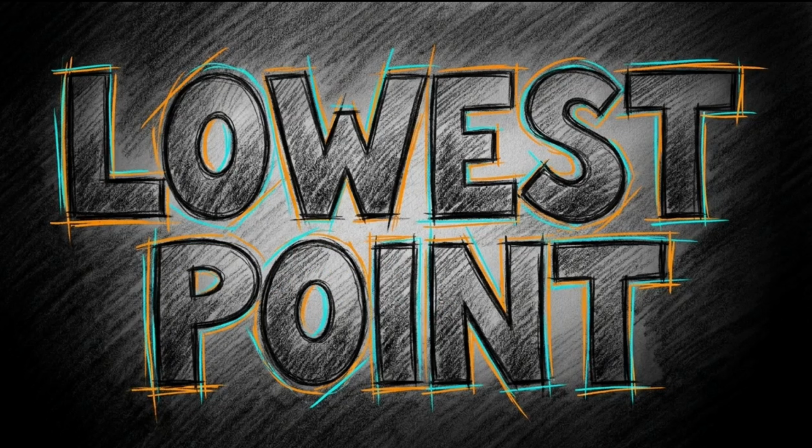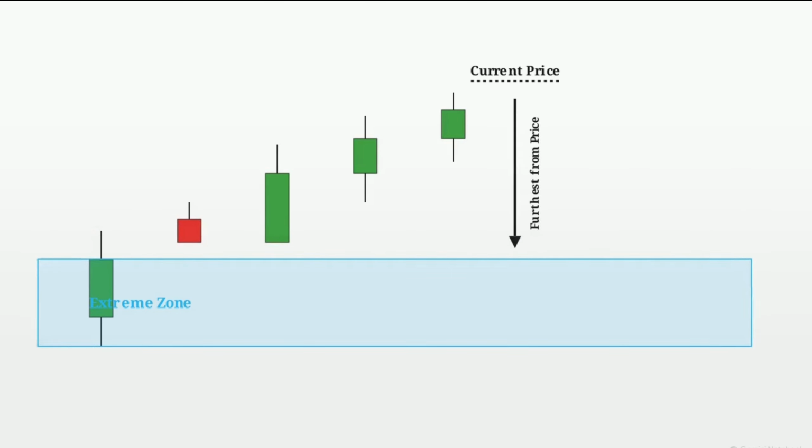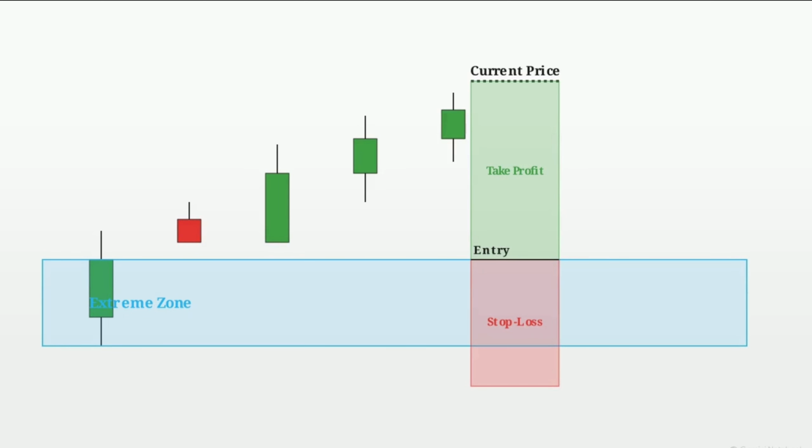To solve the dilemma of multiple zones, we introduce the concept of the extreme zone. We define the extreme zone as the area furthest from the current market price. Removing the upper option leaves this absolute lowest point. Place your set and forget limit order here. Notice how tightly the stop-loss boundary snaps directly underneath this extreme zone.